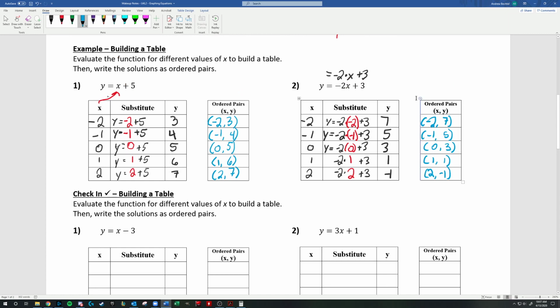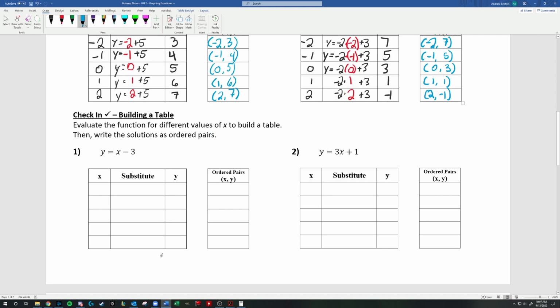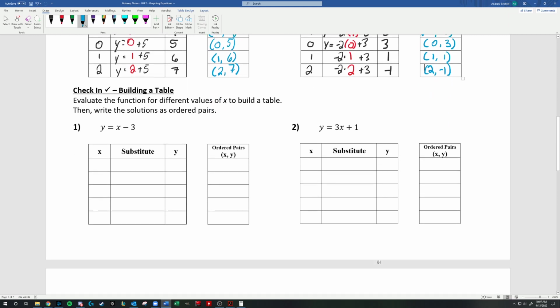Now that we've gotten these ordered pairs, how about we go ahead and do a check-in where you all complete these two tables here. When you finish those, you can take a picture and send it to Mr. Bechtel.